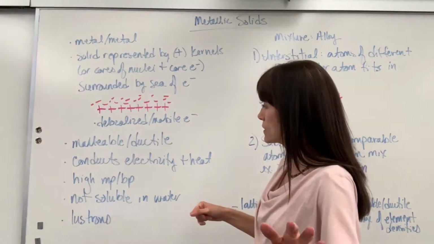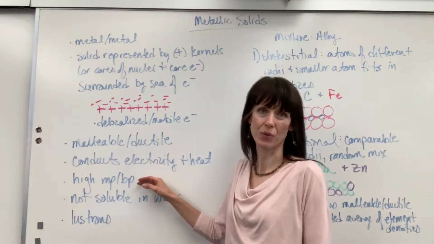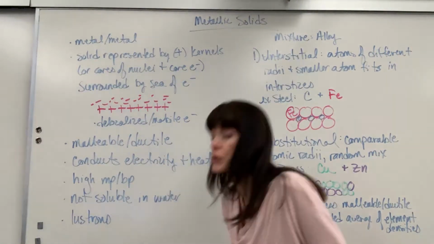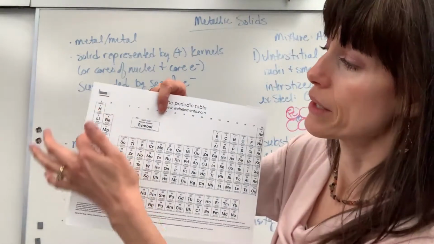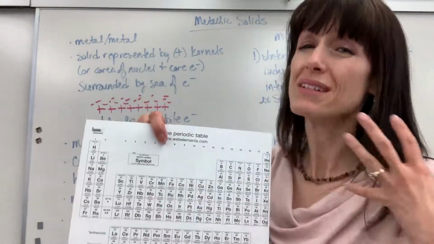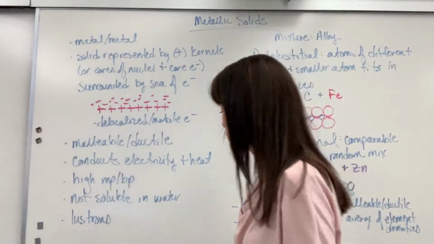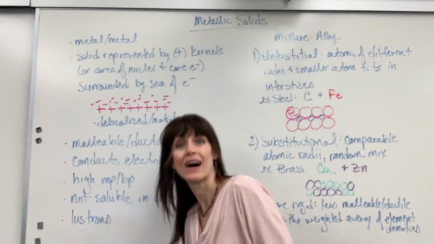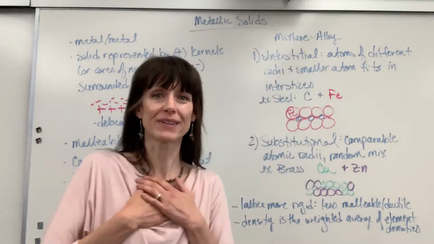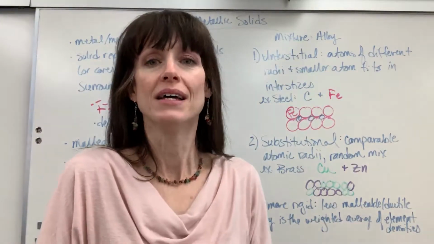Now, I do want to give a little disclaimer on this high melting point and boiling point. We do have our metals in the group 1 alkali metals right here, and they're actually quite soft. You can cut them with a knife. So there is a range, but for the most part, we say that metallic bonds have high melting points and high boiling points. Now, something that we've exploited, something that we use a lot, is alloys.